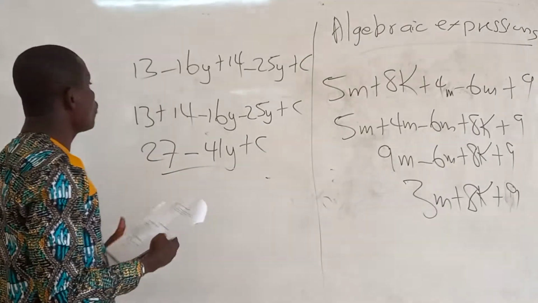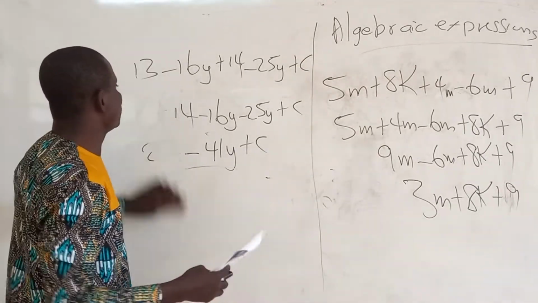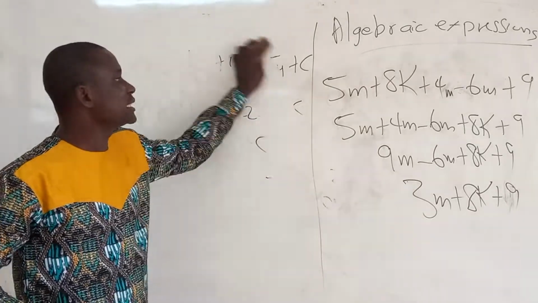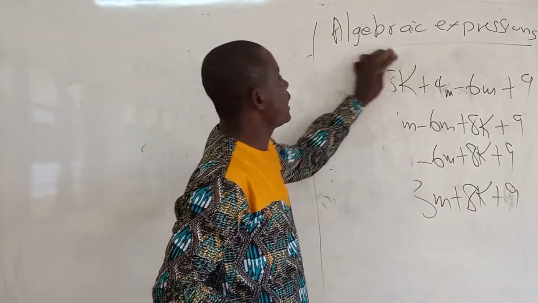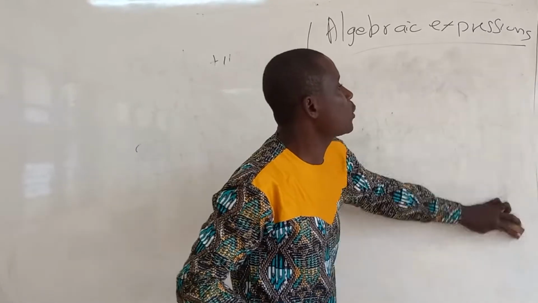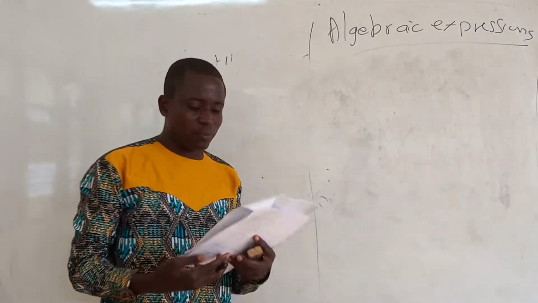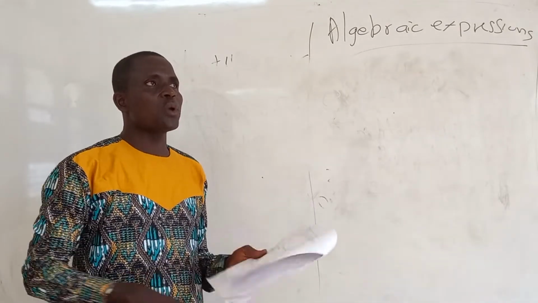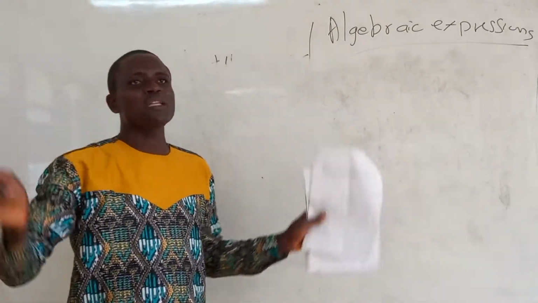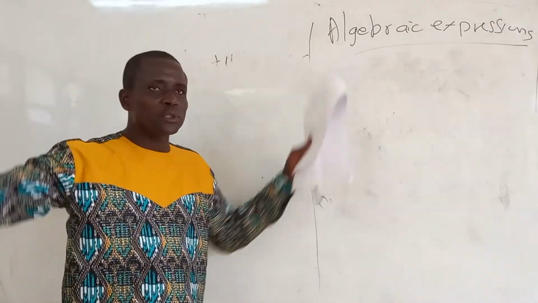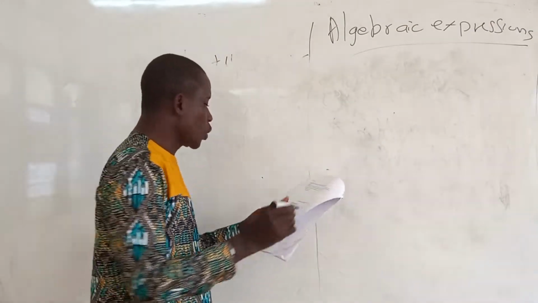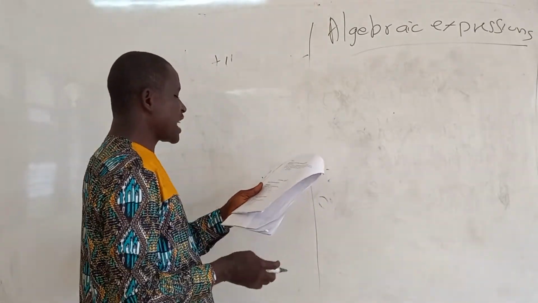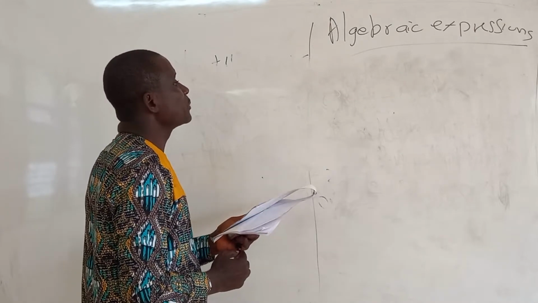We have to move to the next level, that is the expansion of algebraic expressions. We want to expand, that means we want to multiply. When we say expand, the thing has already been grouped and you want to open it up. So let's give a typical example of expansion of an algebraic expression.